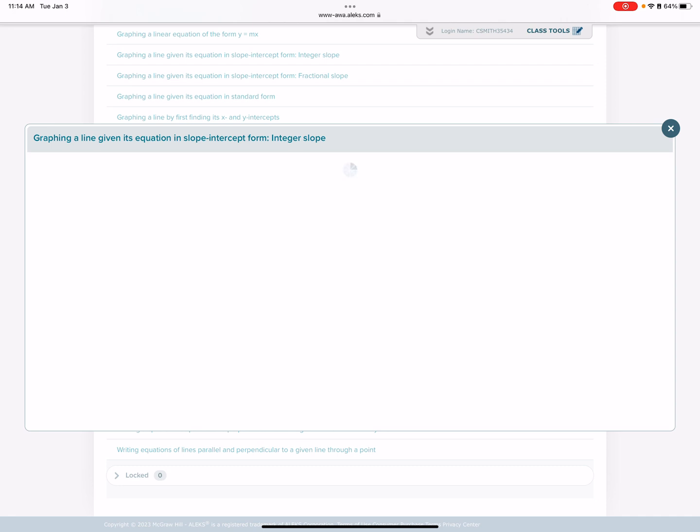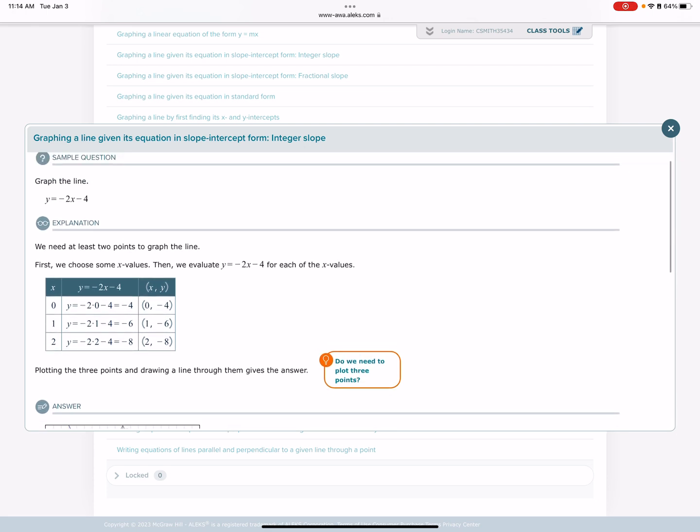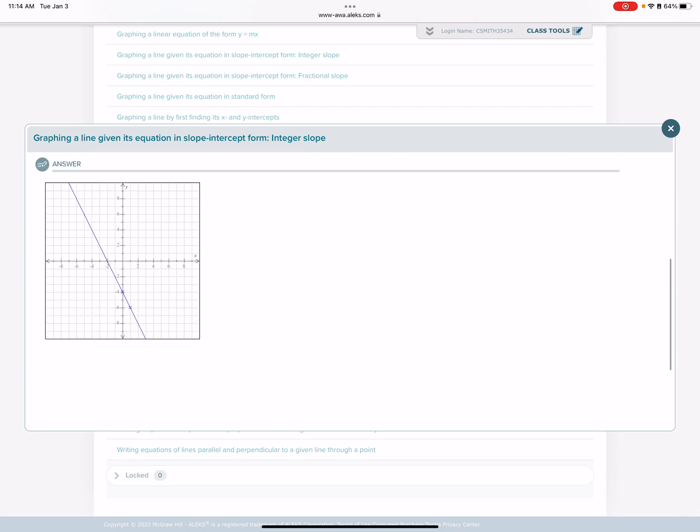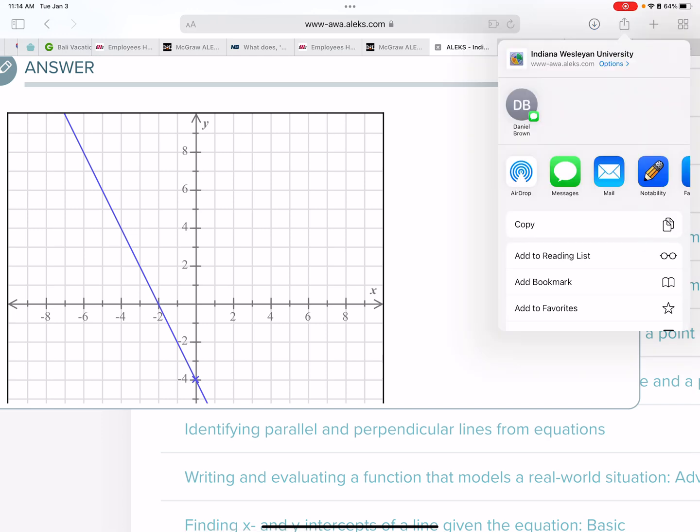Graphing a line given its equation in slope-intercept form. Now it's in slope-intercept form, and we're going to do the same thing. Honestly, I don't like how they're doing this here, so I'm just going to jump directly to the line: y equals negative 2x minus 4. I'm going to show you how it's done.